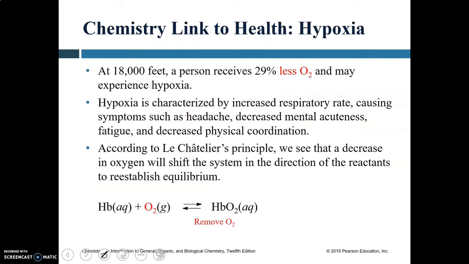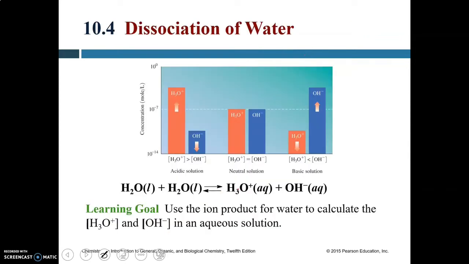tissues. So at really high elevation, the person receives much less oxygen than at the regular elevation, may experience hypoxia. So what happens? The concentration of oxygen is very much reduced, so in the lungs it will shift the system towards the direction of reactants to reestablish equilibrium, thus reducing the amount of oxyhemoglobin and reducing the transport of oxygen to the tissues. Now let's talk about dissociation of water and the concept of pH.